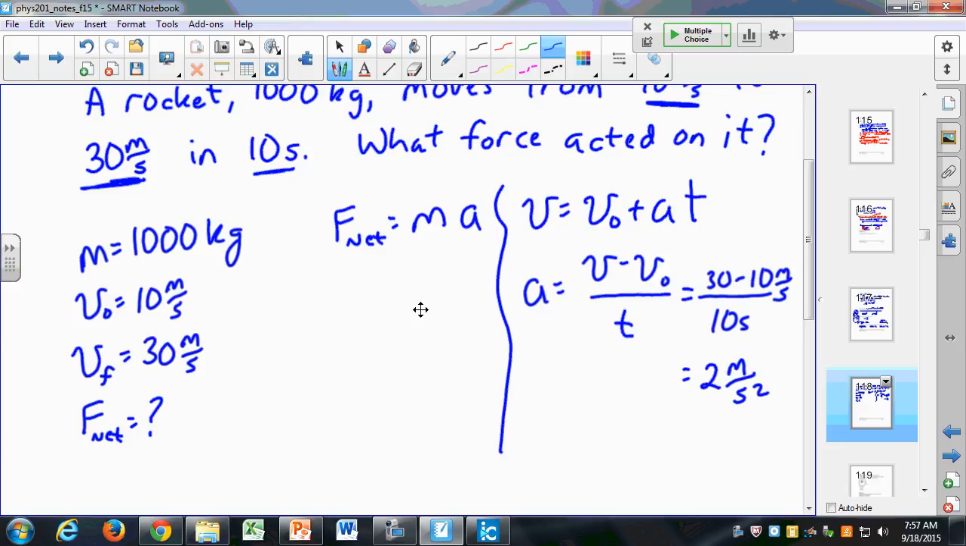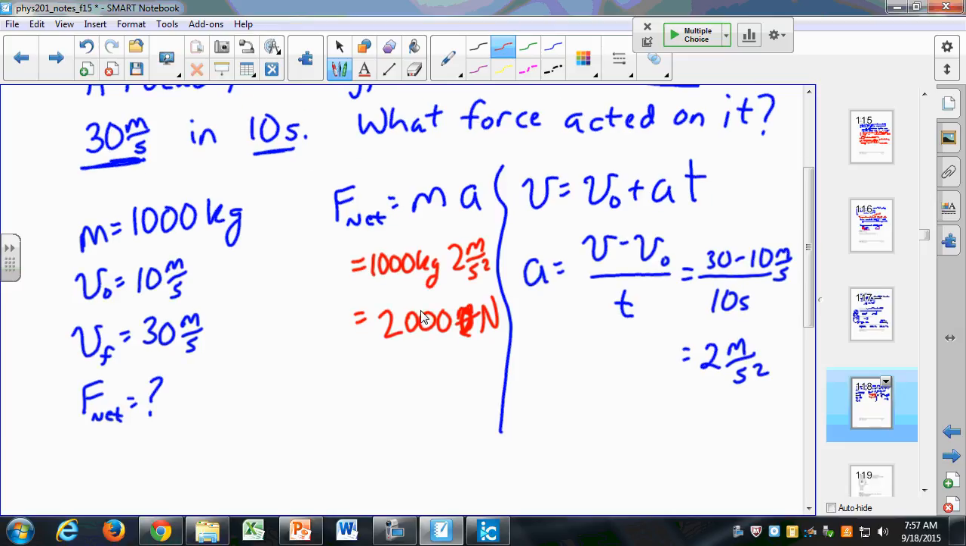So if I want to know the force that's acting on this, I just say 1,000 kilograms, that's the mass, times 2 meters per second squared, and that's going to equal 2,000 newtons. 2,000 newtons. I haven't stated this yet. I will in just a bit, and we'll show you the basic SI units. But the units for force are the newton, which is a capital N.